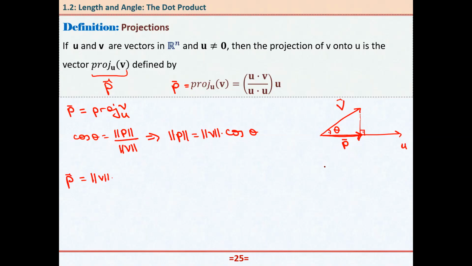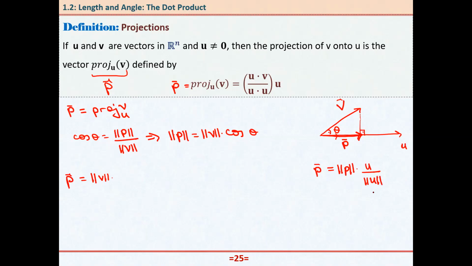Actually, what is P here? This vector P is equal to the length of vector P times the unit vector in this direction, which gives us the vector P. So that gives us the magnitude of P. And what is the unit vector in the direction of U? That is just equal to U over the norm of U.